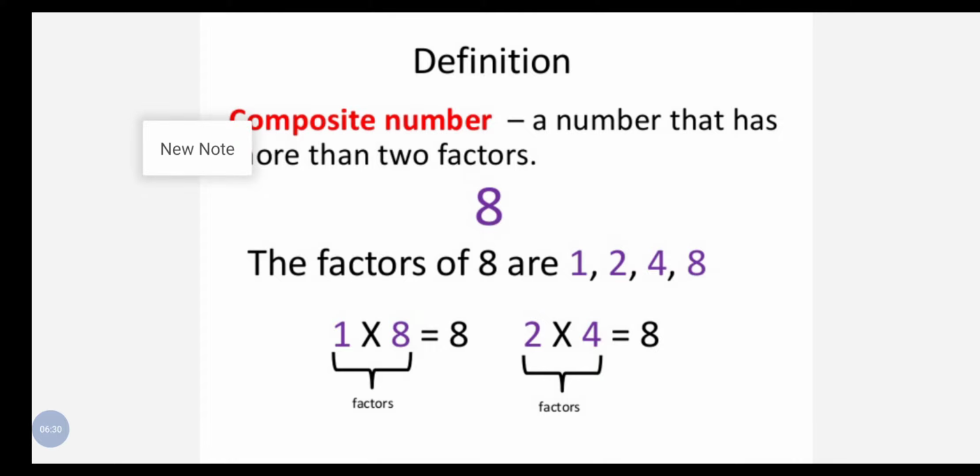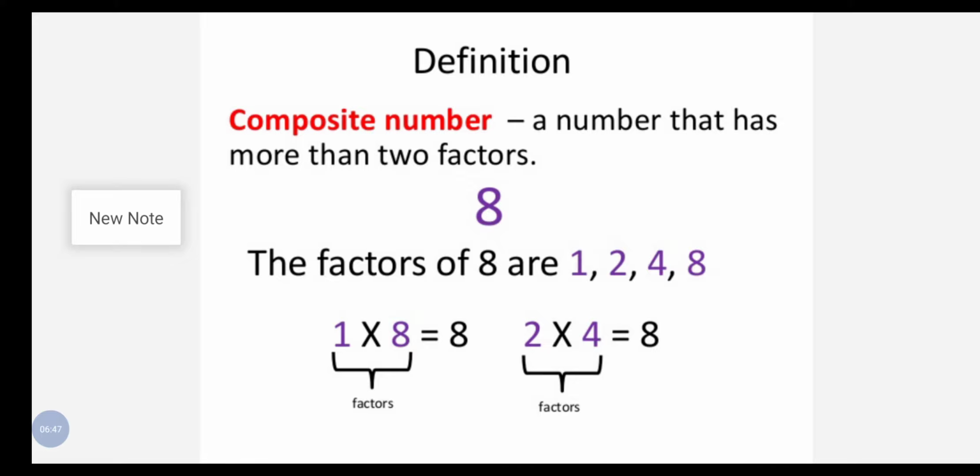The other one is composite numbers. Composite numbers are the numbers that have more than two factors. In prime numbers we have only two factors, but in composite numbers the number has more than two factors. So these are the composite numbers.